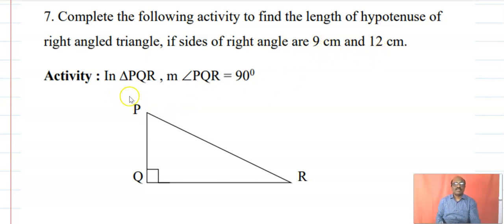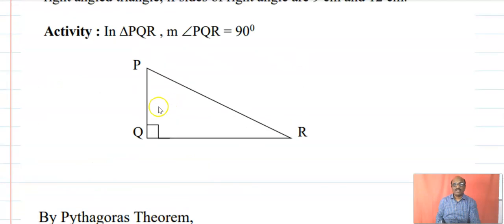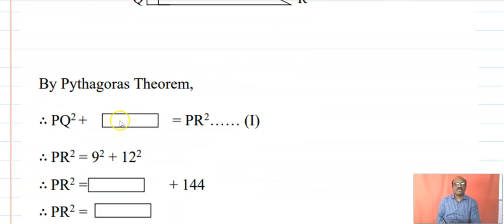That is, in triangle PQR, the measure of angle PQR is 90 degrees. Therefore, by the Pythagoras theorem, PQ square plus QR square equals PR square. That is, PR square is equal to 9 square plus 12 square.